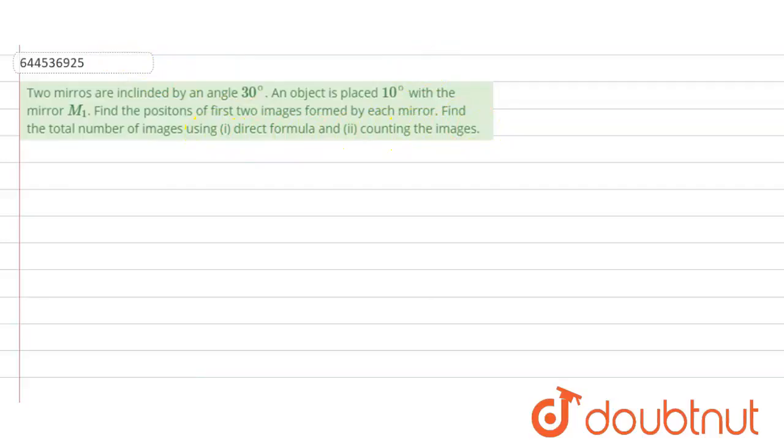Now we just draw this mirror. Let's say this is one of the mirrors, and this is our other mirror. Now we make this portion the polished one, similarly this portion the polished one. It is given that the angle between the two mirrors is 30 degrees. We mark this angle as 30 degrees.